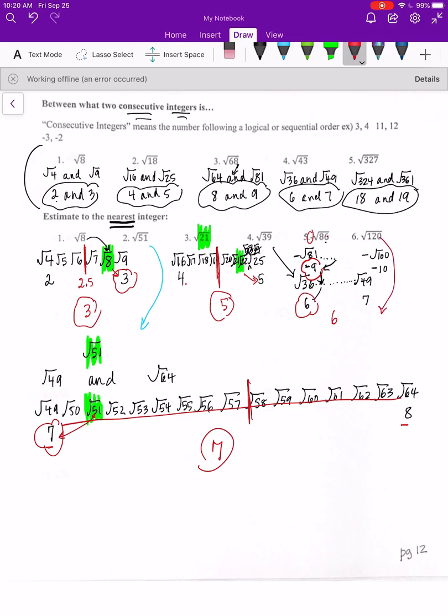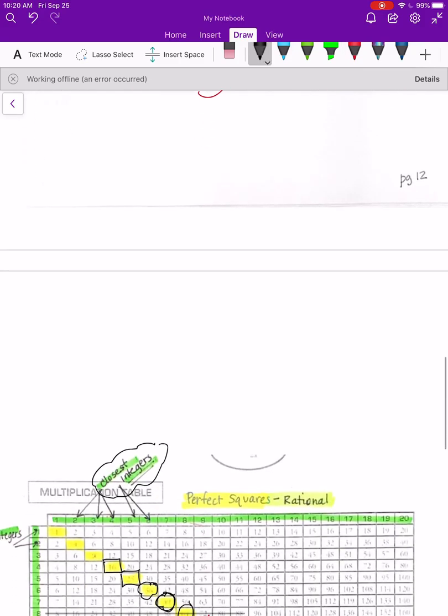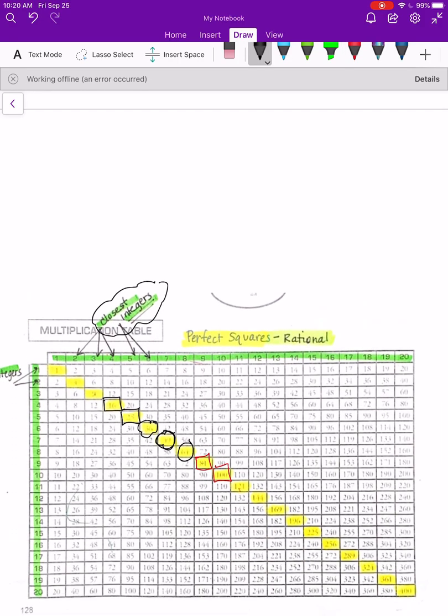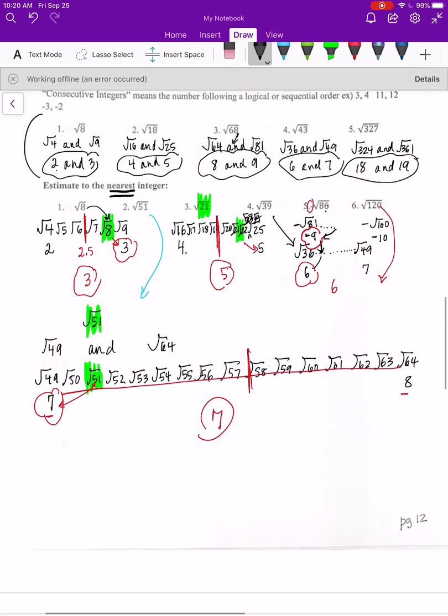All right, last one, 120. So the square root of 120, and 120 is irrational. 120 is going to be between 100 and 121. So between 100 and 121, and the square root of 100 is 10, the square root of 121 is 11, and 120, well, I know it's right before here, isn't it? So which one is it going to be closer to? It's going to be closer to 11. So my closest integer is 11.